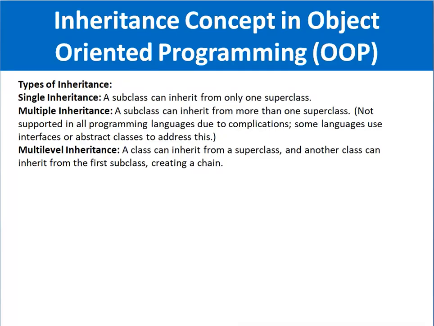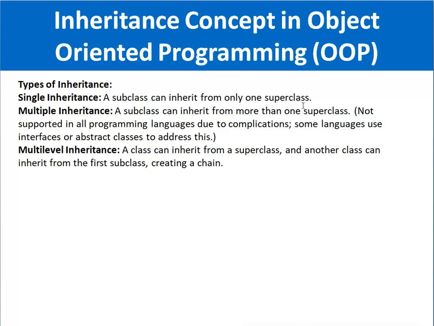Then there are three main types of inheritance: single inheritance, multiple inheritance, and multi-level inheritance. Single inheritance is basically the same as a parent-child relationship, in which a subclass inherits properties and methods from the base class. Multiple inheritance means the subclass can inherit from more than one superclass, like there are more than one base classes.